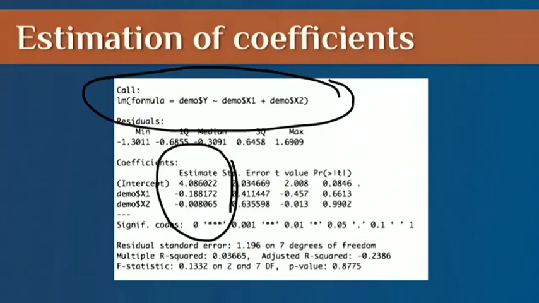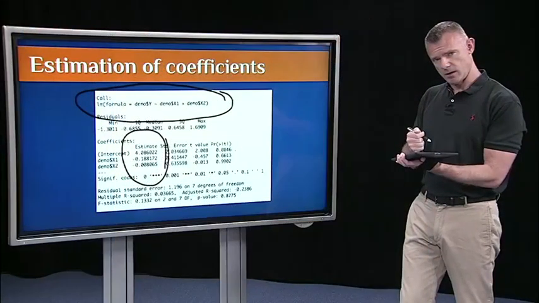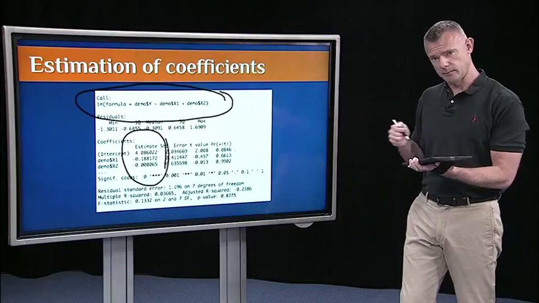So I got a negative 0.188. So I got 0.19. I did a little rounding error when I did it by hand. And a negative 0.008. I got negative 0.01. Again, a little rounding error just by hand. So I just ran it in R to make sure I did it right as I did it by hand.